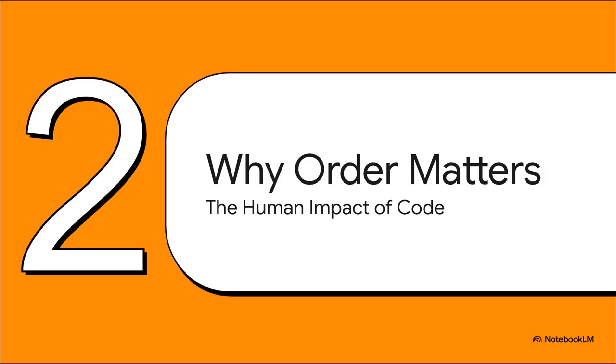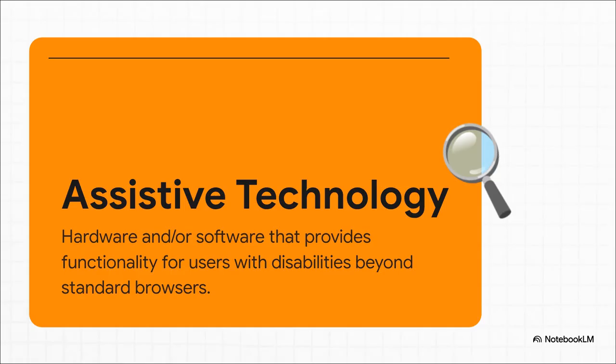Okay, this might all sound like some geeky, behind-the-scenes stuff just for developers, but the impact of getting this right or wrong is massive. This isn't just about writing tidy code. It is, at its heart, all about people. And to really get why this is so important, we have to talk about assistive technology. This is just a broad term for any tool, any piece of hardware or software that helps people with disabilities use the digital world. It's the bridge that can make the internet accessible for everyone.